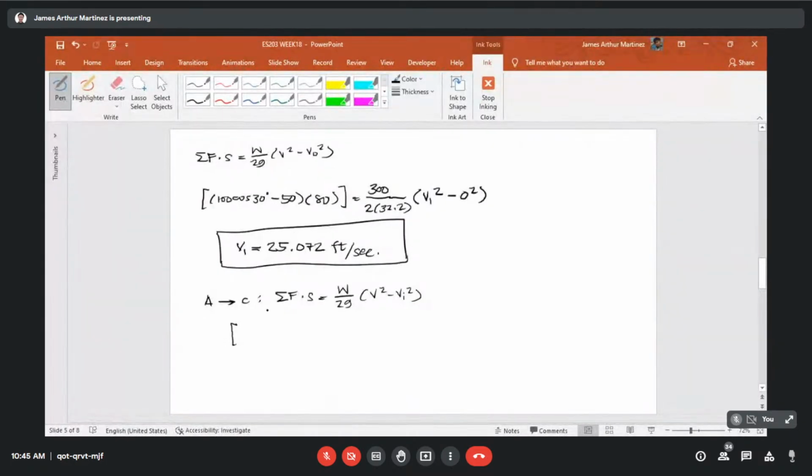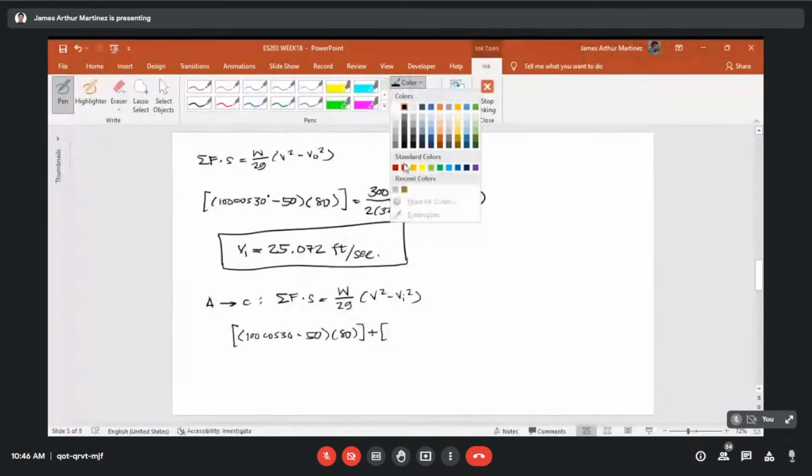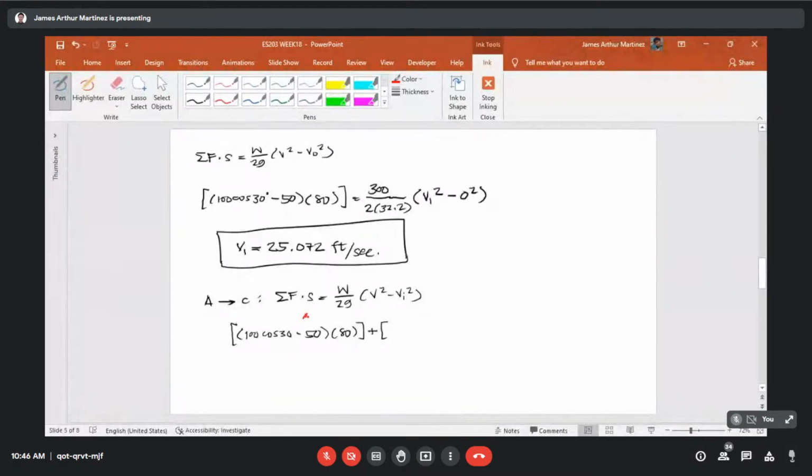So from A to B, same as before, no? Summation of forces multiplied by displacement. So 100 cosine of 30 minus 50 multiplied by displacement, which is 80, plus... so this one, ha, this is only from A to B.